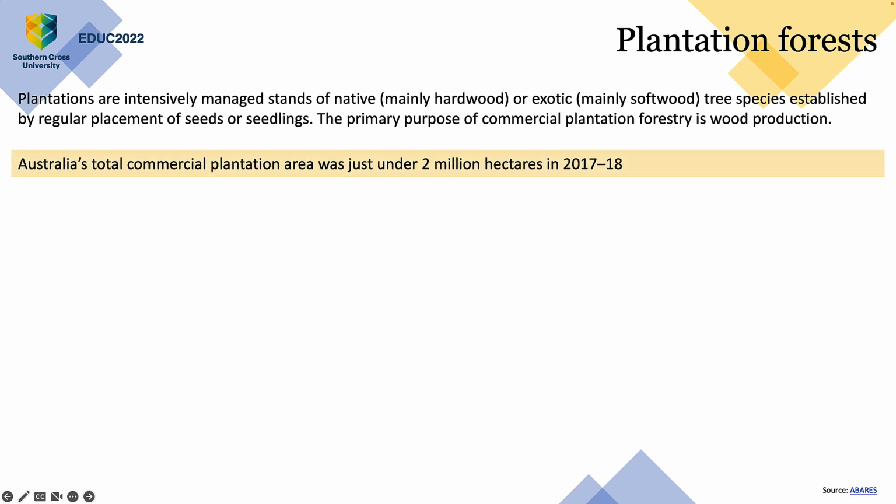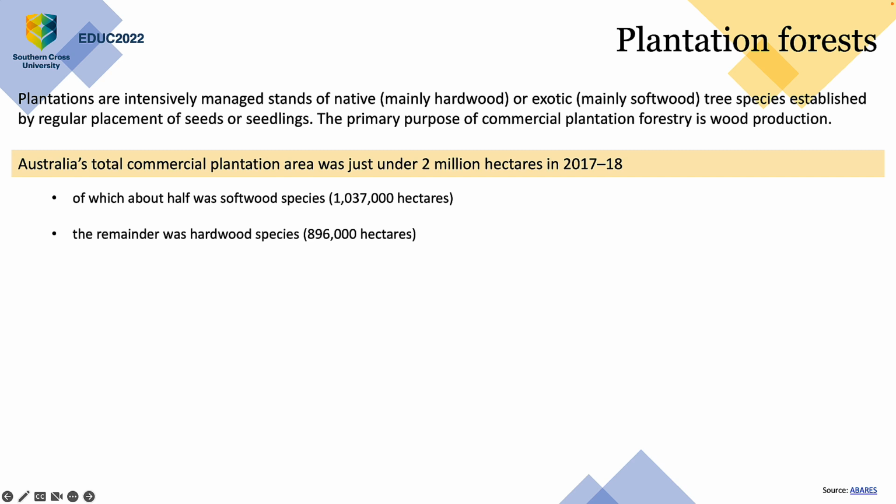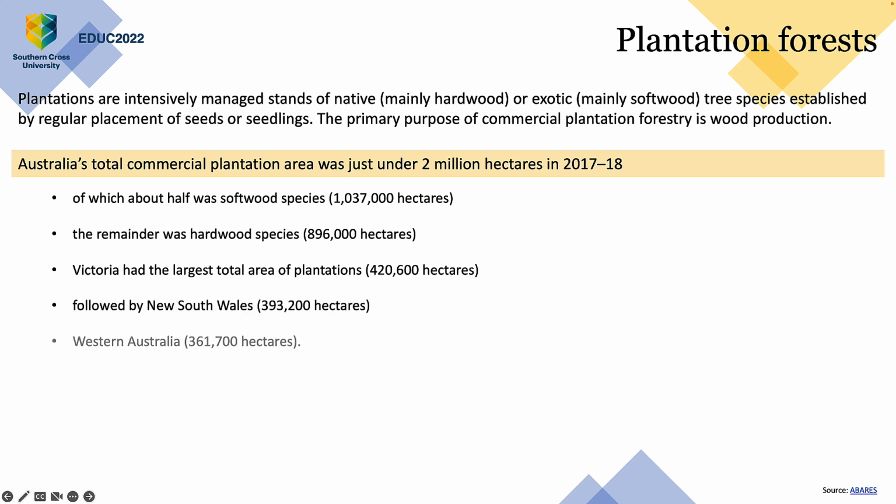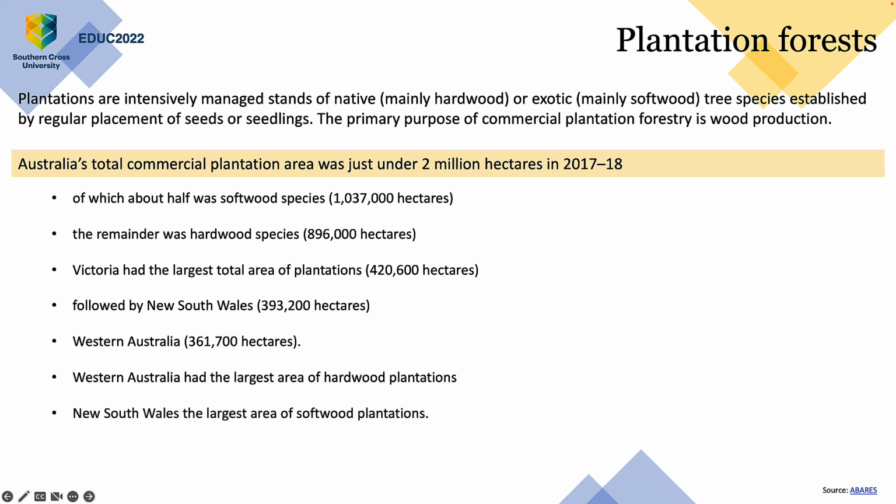So our total commercial plantation area was just under 2 million hectares in 2017-2018, and half of that was softwood. So about half of that was radiata, and the remainder was hardwood. Victoria is the largest area of plantation timber, followed by New South Wales, then Western Australia. And Western Australia has the largest area of hardwood plantations. We have the largest area of softwood plantations. And again, like I said, that's mostly radiata pine. And the vast majority of the log harvest was from plantation forests.